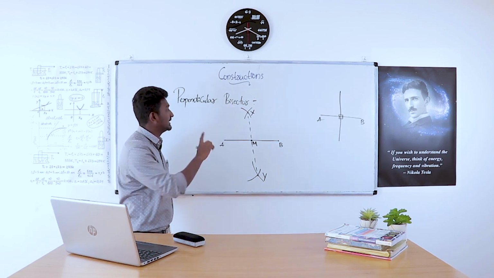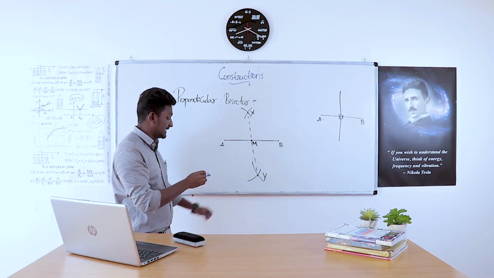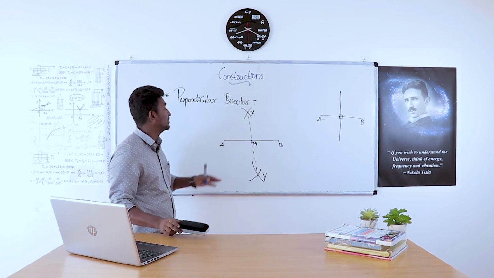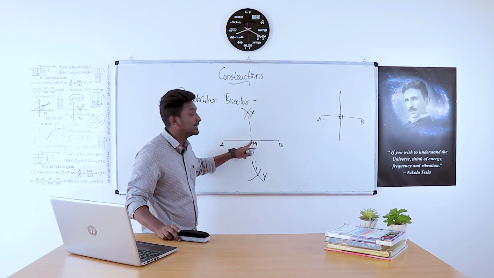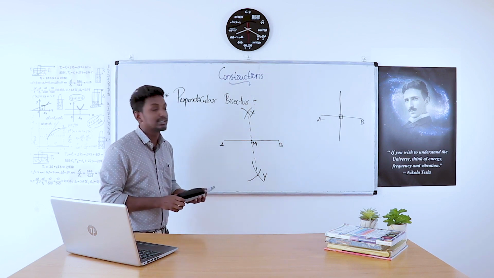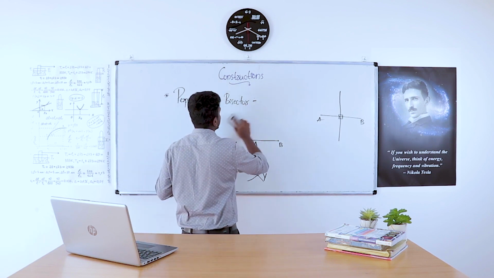Both these arcs meet at 2 points and these 2 points are joined together, and this line segment passes through a point in AB and that is the midpoint of AB. This M is the midpoint of AB. Then XMY is the perpendicular bisector of AB. This is the construction method for perpendicular bisector.